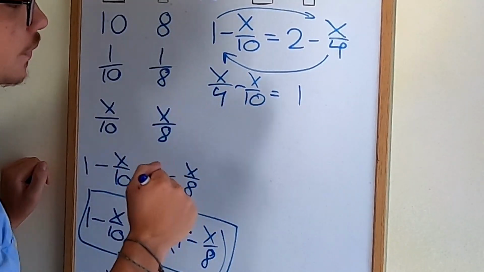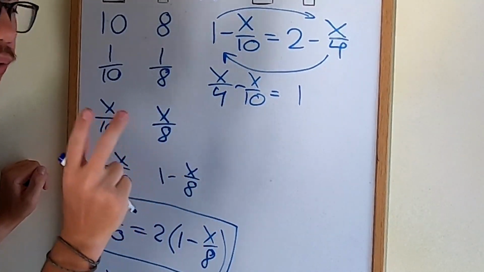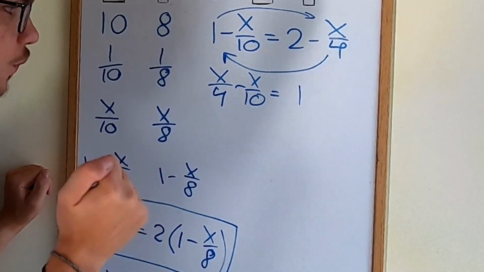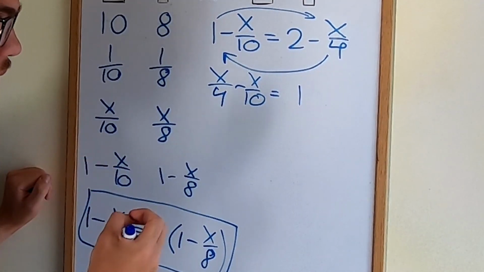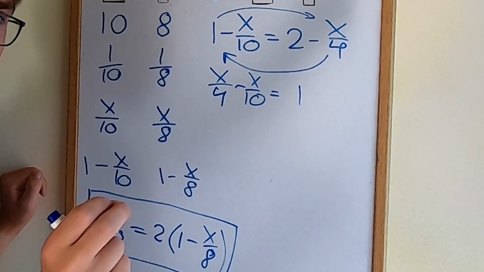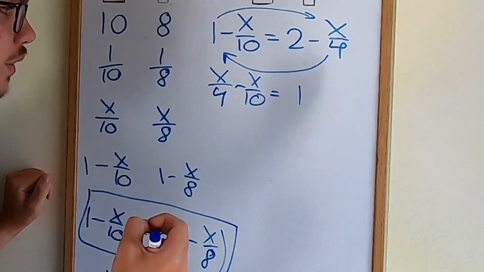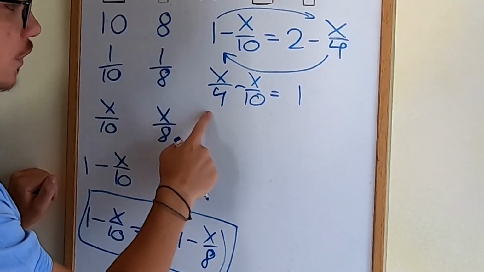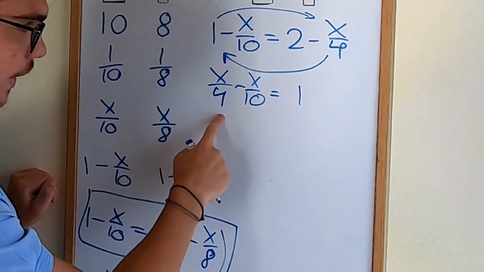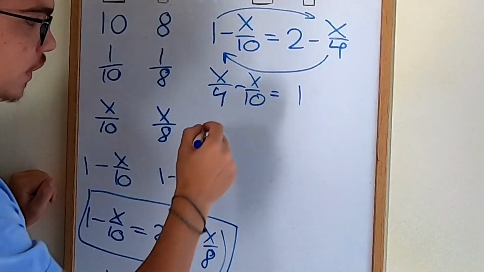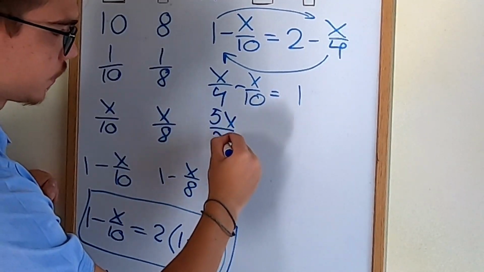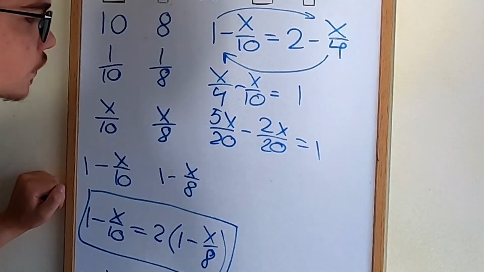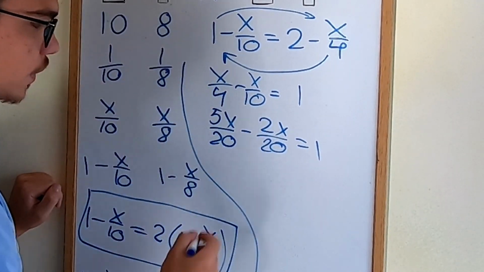Now, these two fractions have different denominators, so in order to subtract them, we want to make them the same, which is equivalent to finding the smallest number which is divisible by 10 and by 4. Now, I think it's pretty easy to notice that this number is 20. So we want to make this denominator equal to 20. To do this, we multiply the first term by 5 and the second term by 2. And we get 5x over 20 minus 2x over 20 is equal to 1.